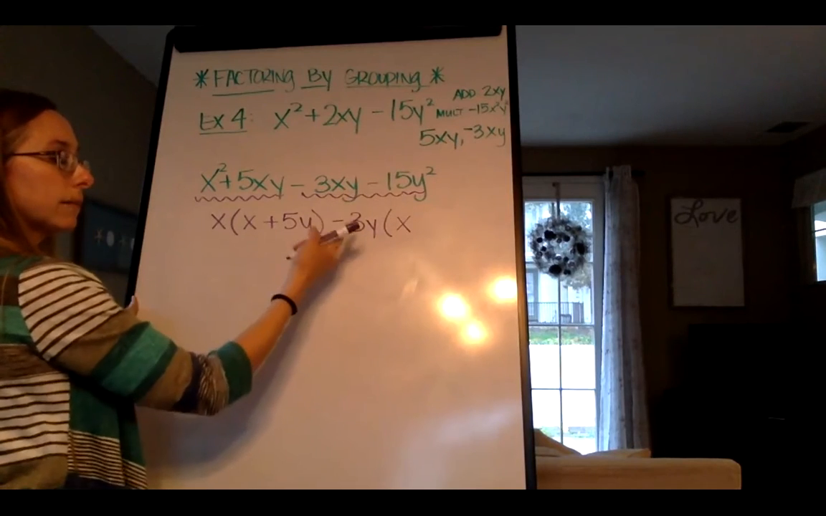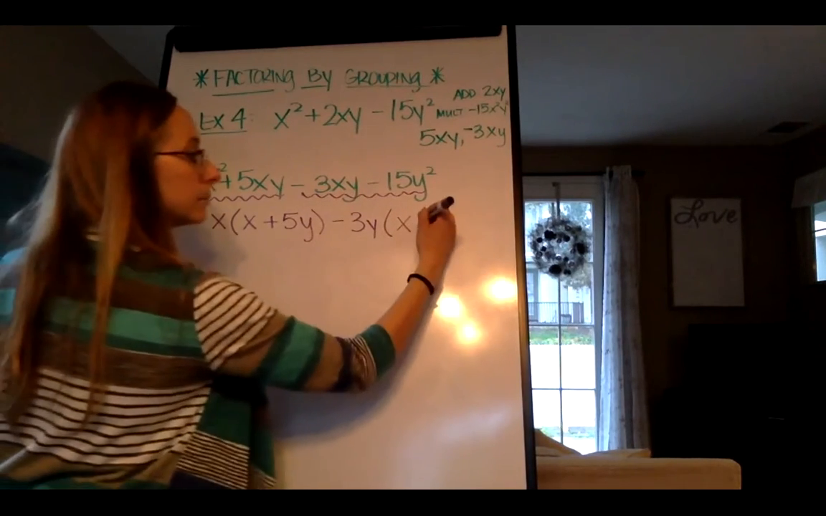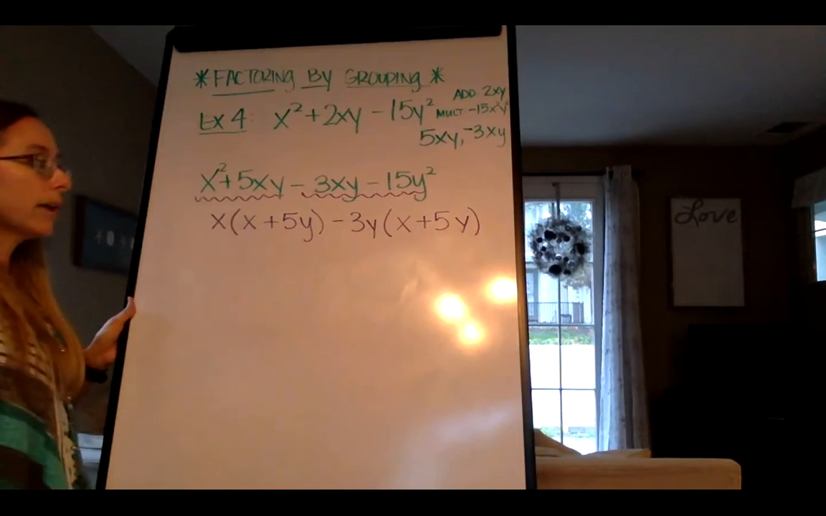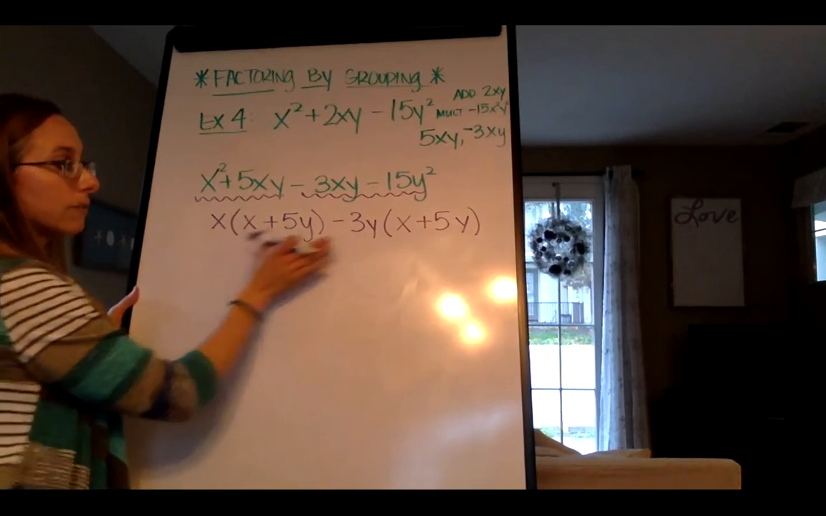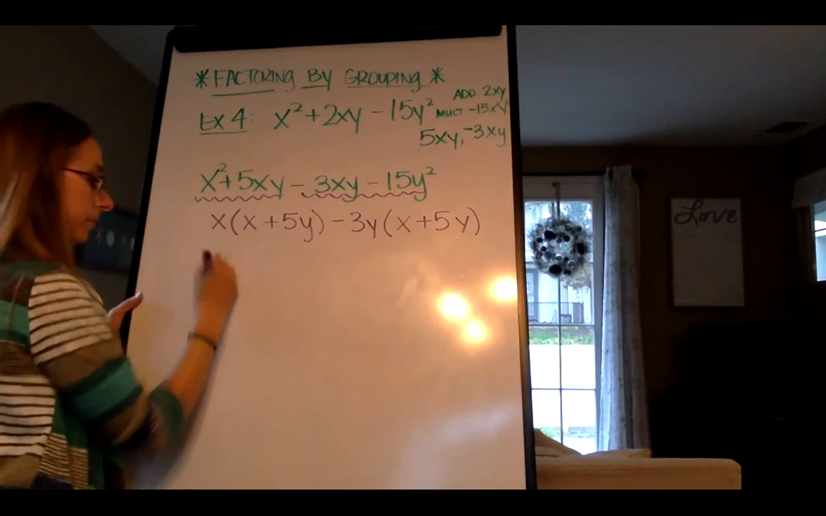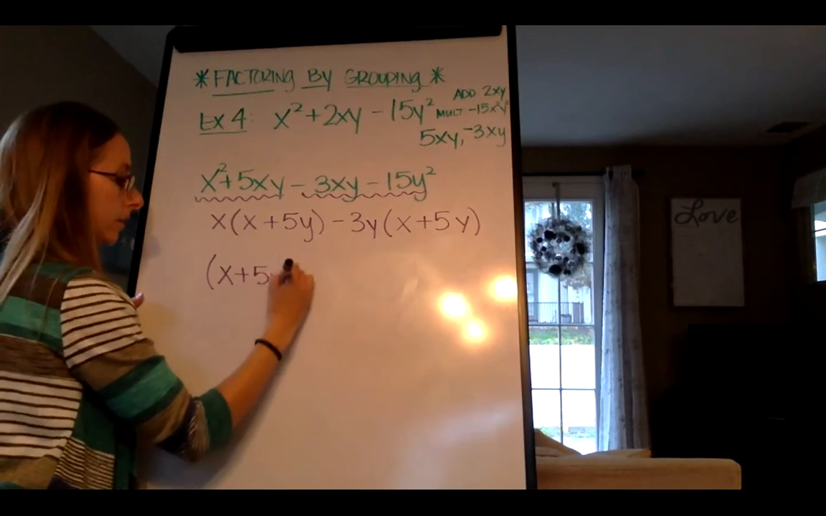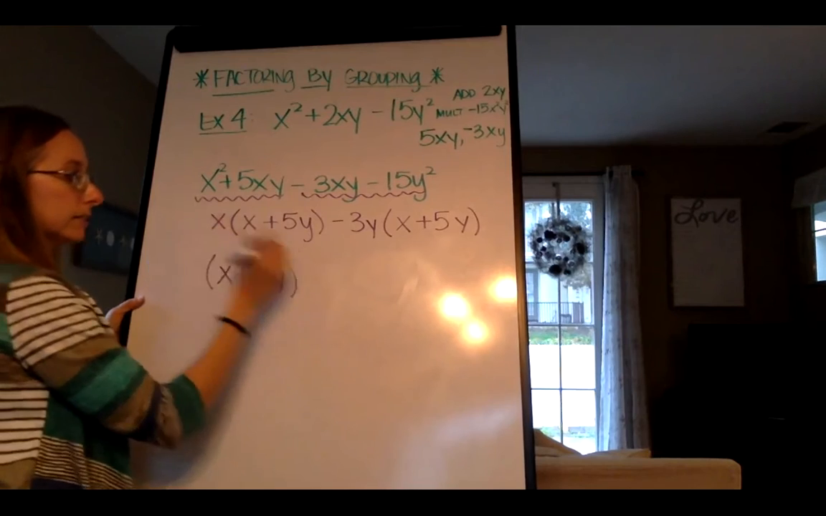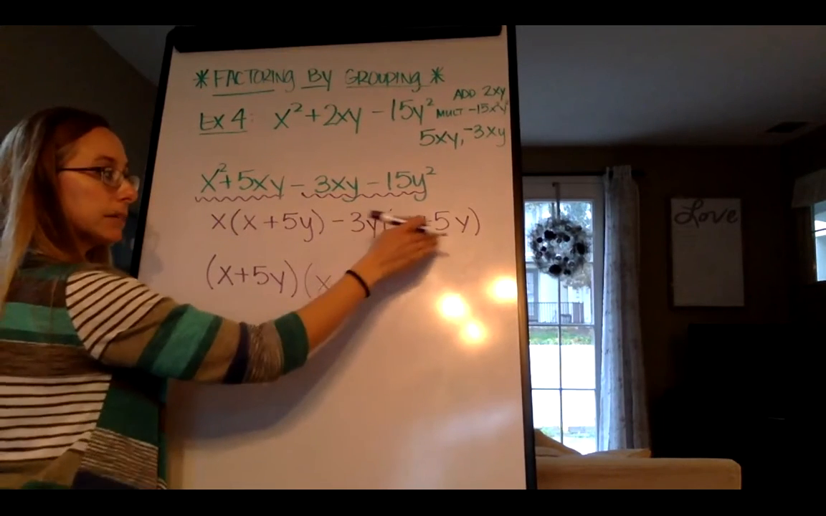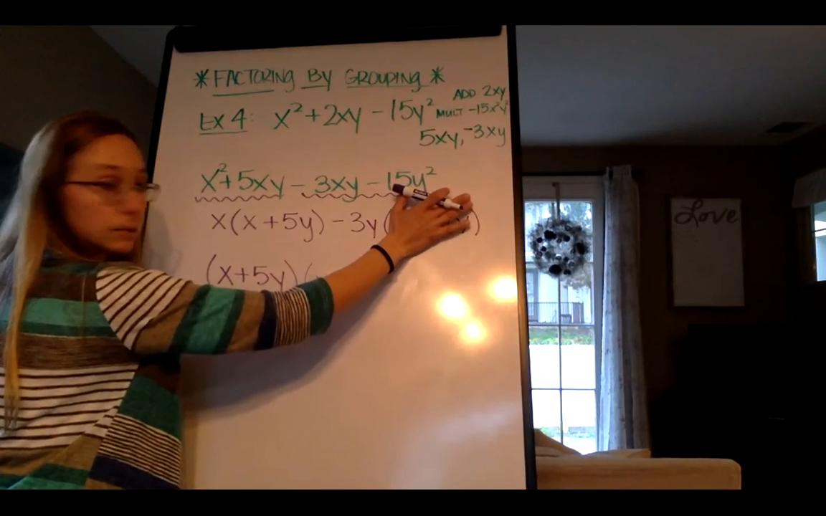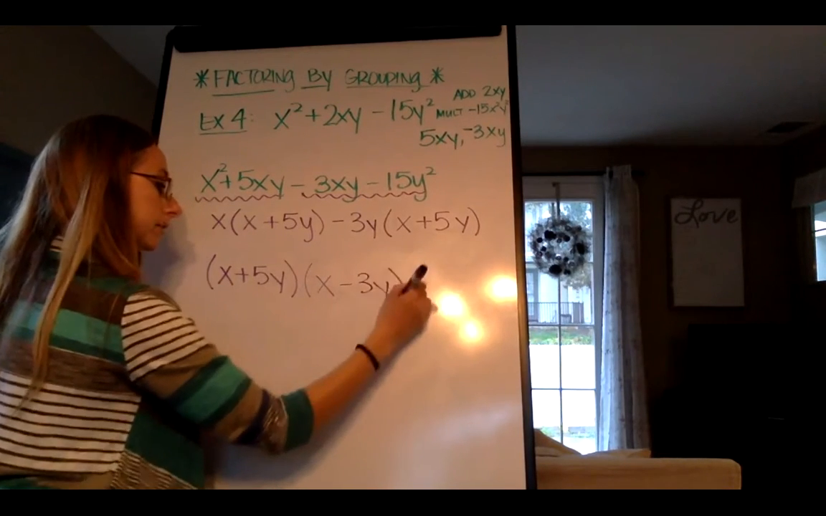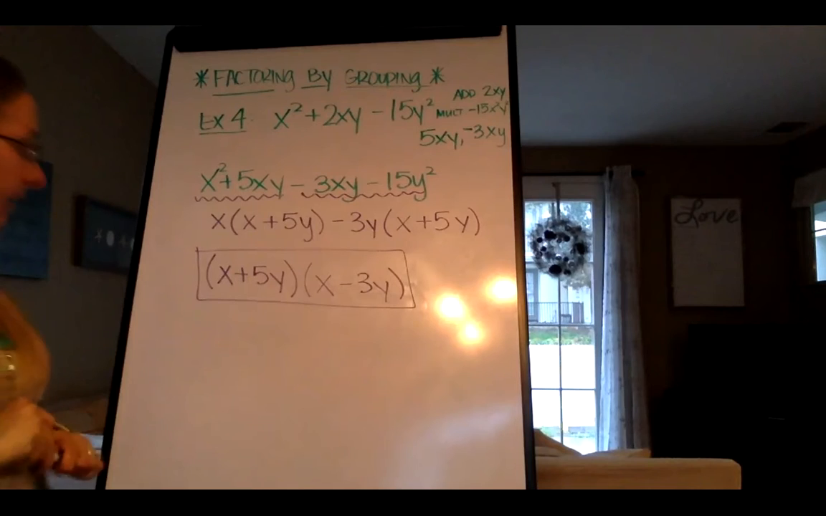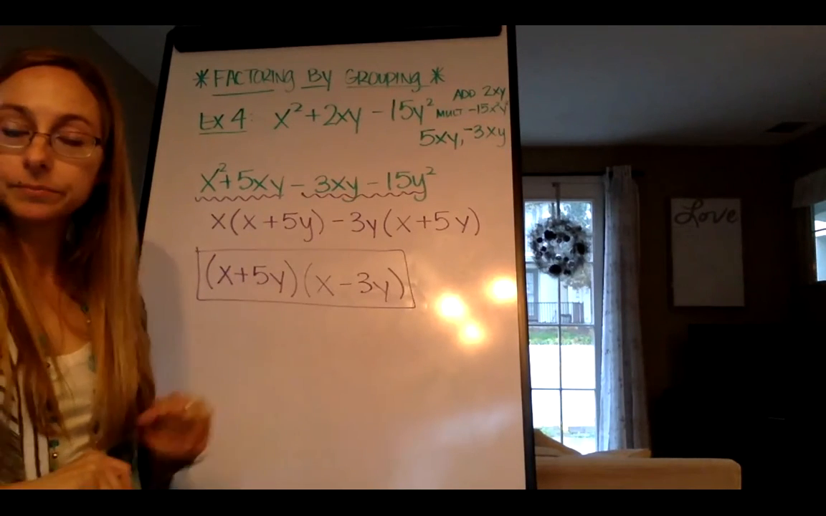Negative 15y squared divided by negative 3y. Negative 15 divided by negative 3 is plus 5. Y squared divided by y is just y. Okay, looking at it as a whole, they both have in common the x plus 5y. So factoring out the x plus 5y from the first term, we're left over with x. Factoring out the x plus 5y from the second term, we're left over with minus 3y. Good. So we have x plus 5y and x minus 3y.